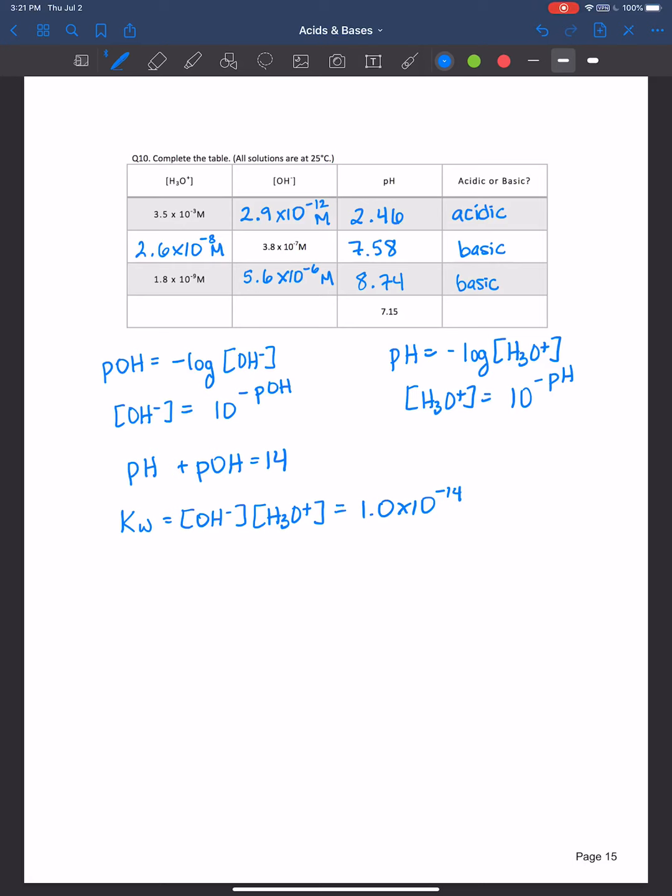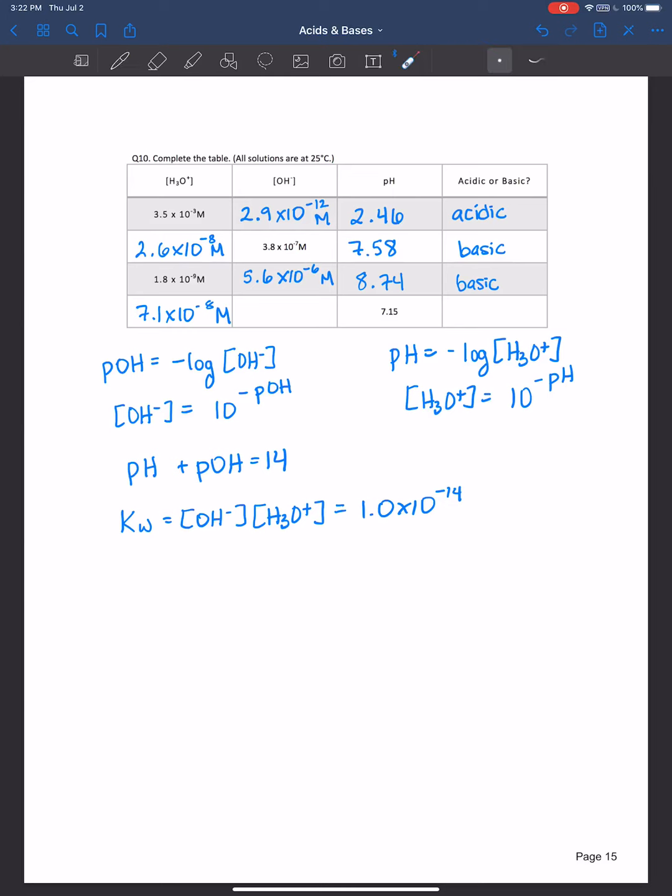And then in the last row here, we are given the pH. And so from there, we can figure out the hydronium ion concentration. So we do the antilog, 10 to the negative pH here. And the hydronium ion concentration, when you plug that in, 10 to the negative 7.15, you're going to decrease it by one significant figure. You should get 7.1 times 10 to the negative 8 molar.